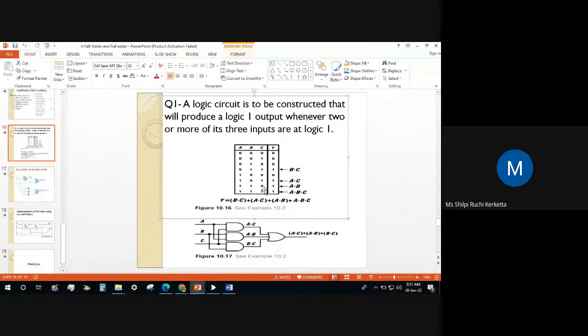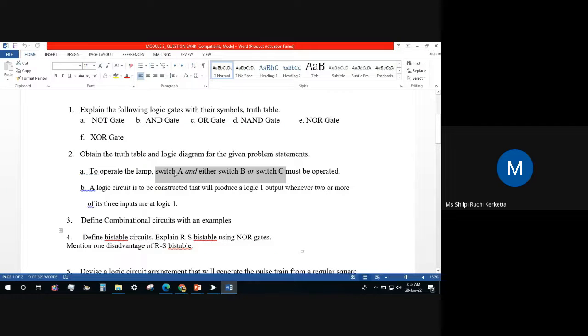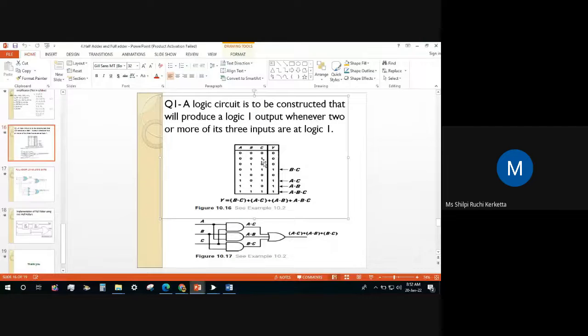The person who has the doubt? Ma'am, they give A and either B or C, ma'am. So inputs are switch A, switch B, and switch C. So 3 inputs are there, A, B, C is the input. So all types of combinations will be there. Did you understand this? Yes, ma'am.